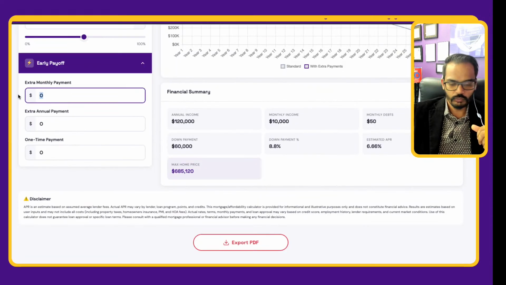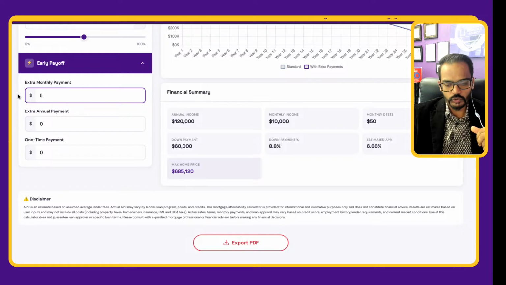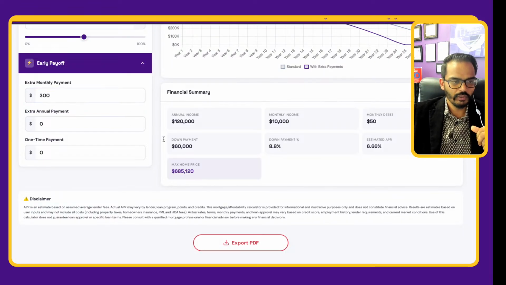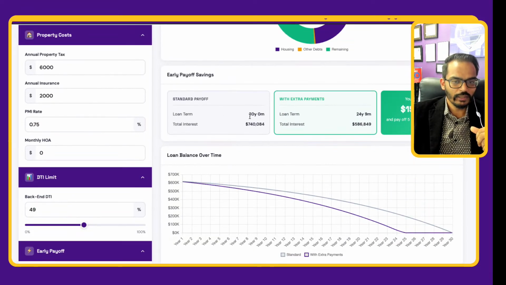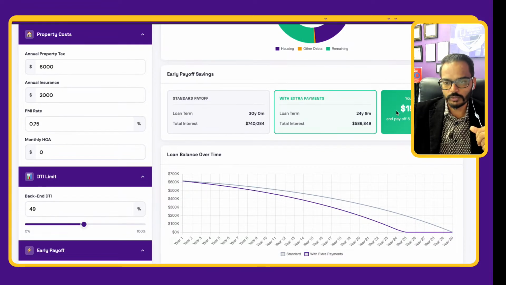Then know that we have early payoff. As loan officers, we always tell them, hey, can you afford to pay, let's say, $300 extra towards your mortgage, right? Extra monthly payment. If they were to do that, they can turn that 30-year mortgage into a 25-year mortgage, right? A little bit less than that. And because of that $300 extra money going towards the principal, it can save you over $153,000 over the life of the loan, right? And you're going to pay off your mortgage 5 years earlier than scheduled, right?